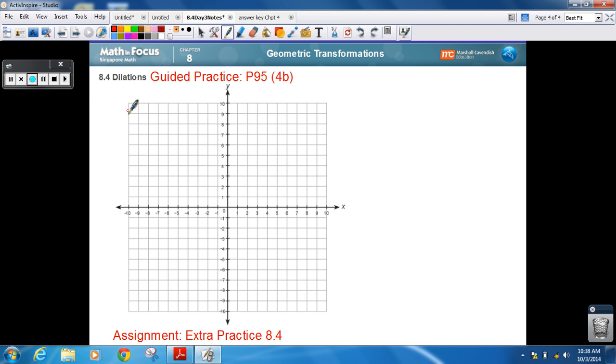Now for your guided practice, it's page 95, 4B, and then your assignment is the extra practice worksheet 8.4.